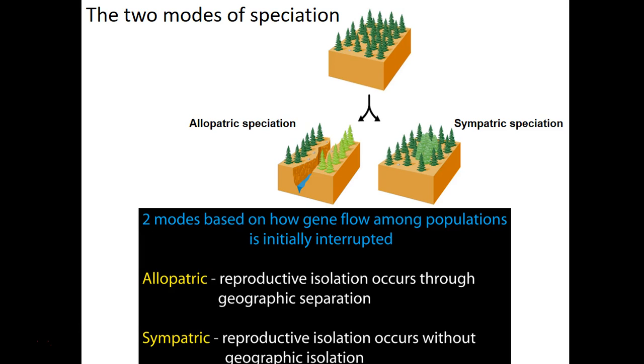In allopatric speciation, there's geographic separation. A mountain forms, a river forms, a canyon forms, continental plates drift apart. So you're separating your population into two.